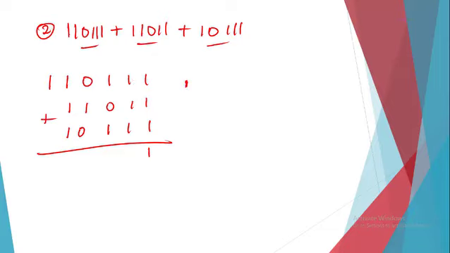Add it here, it becomes what? 2 plus this 3 plus this, we have what? 4. And 4 is equal to what? 100. So we write 0 and carry what? 10. Okay, this is 1 plus this 2.